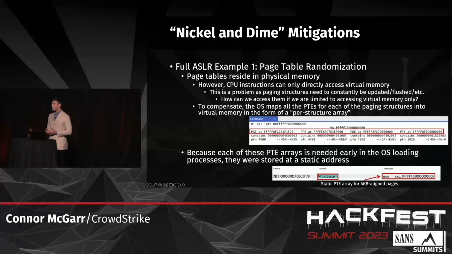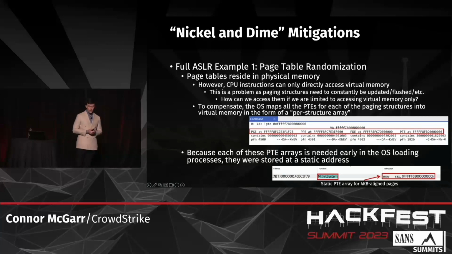Well, page tables reside in physical memory. If the CPU can only access virtual memory while operating, and we need to somehow update the page tables to say, hey, someone did a virtual protect operation, this memory is now writable instead of readable. Well, if the CPU can only interact with virtual memory and the page tables are in physical memory, that's an issue. So what happens is the OS maps the page tables into virtual memory in the form of this array, effectively. Well, this array is needed pretty early in the OS loading process.